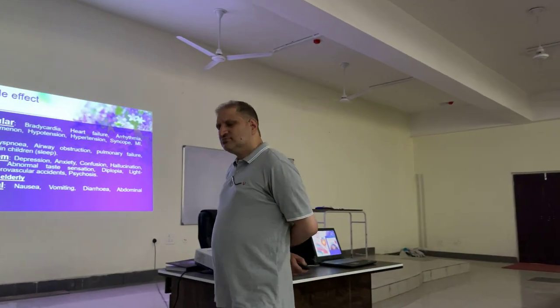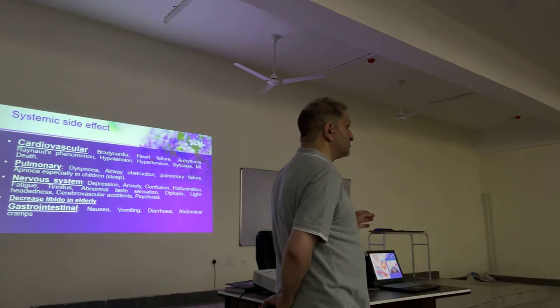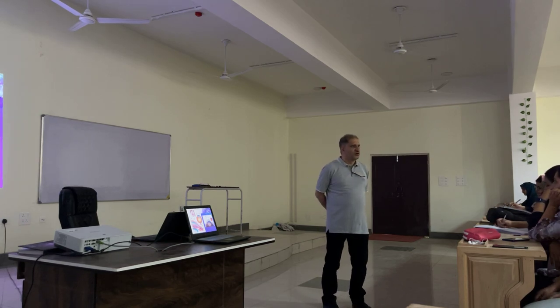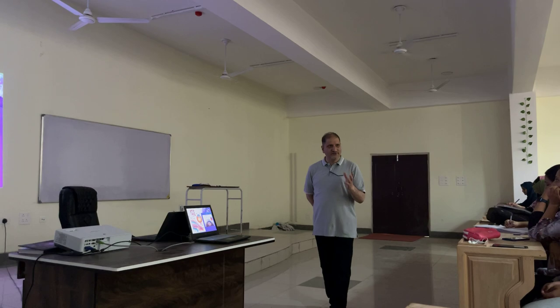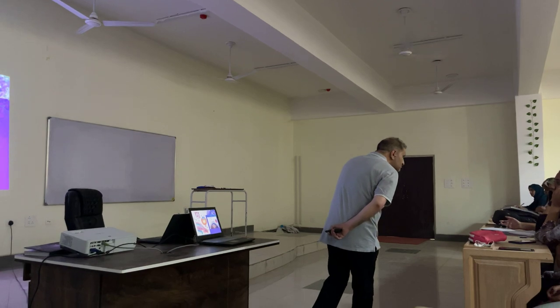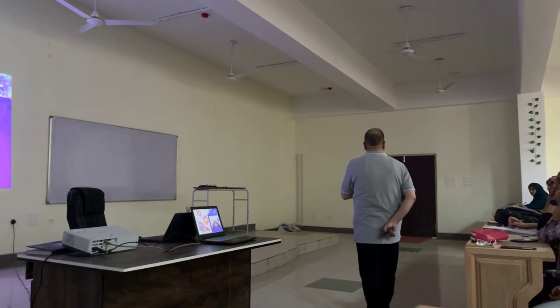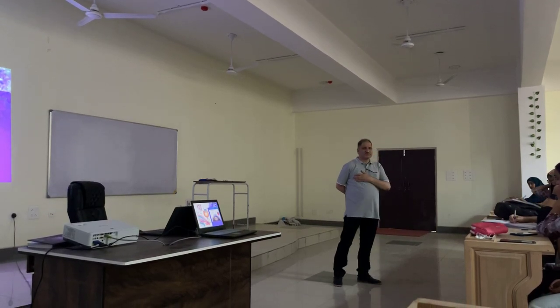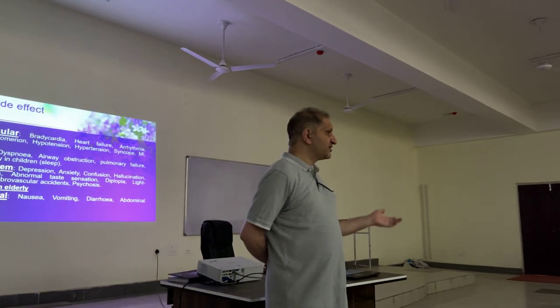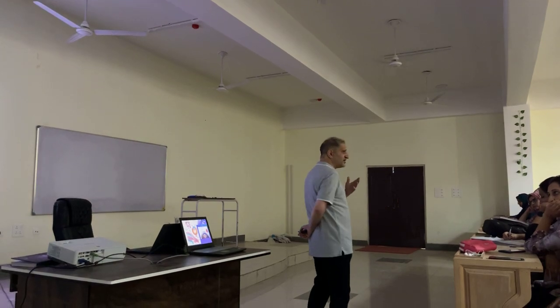It is presumed that the drops we put in the eye are equivalent to 20 milligrams of oral beta blocker. Suppose we give it orally, which beta blocker do we give? This topical drop is equal to 20 milligrams. So what side effects does it have on the body, that you must be knowing.